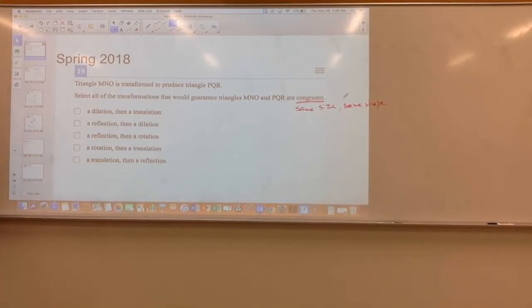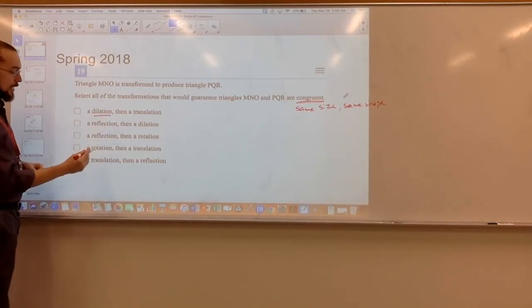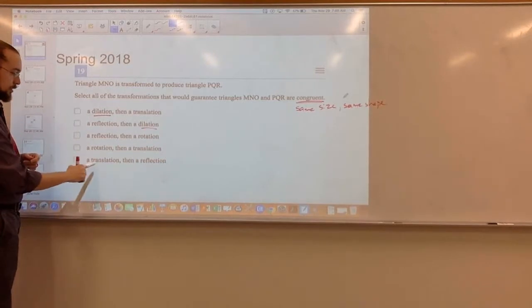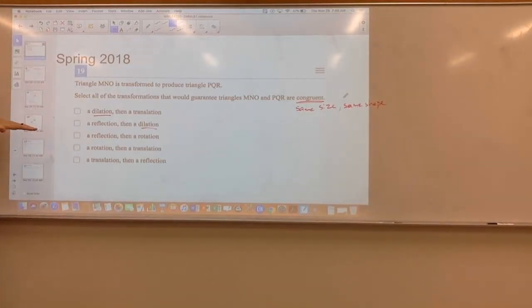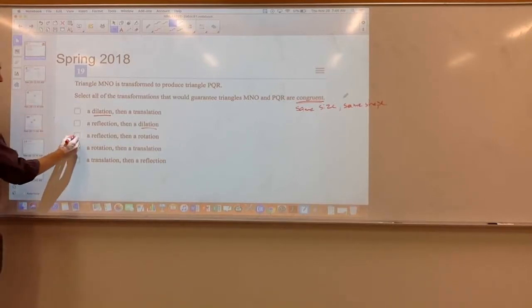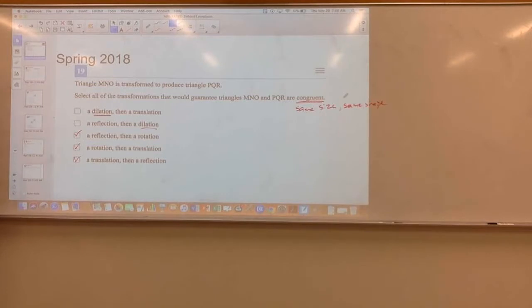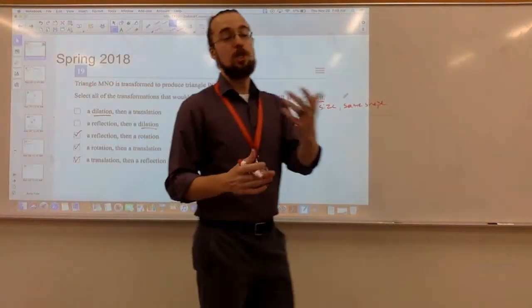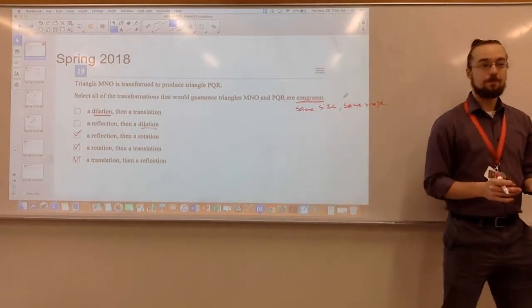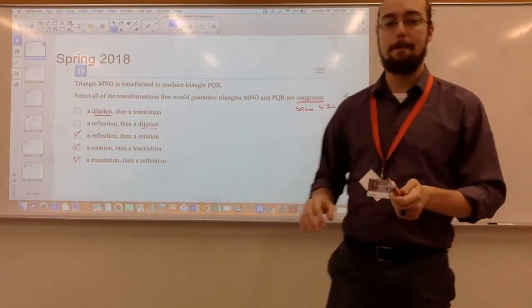A translation, rotation, and reflection just rotate, flip, move it around, but don't change the shape. The only thing that changes the shape is a dilation. That's it. So which of these would guarantee that my 2 triangles are congruent? The last 3, anything that doesn't include a dilation. Not too bad, right? So the key to remember is that a dilation changes the size. You okay with that one? All right.